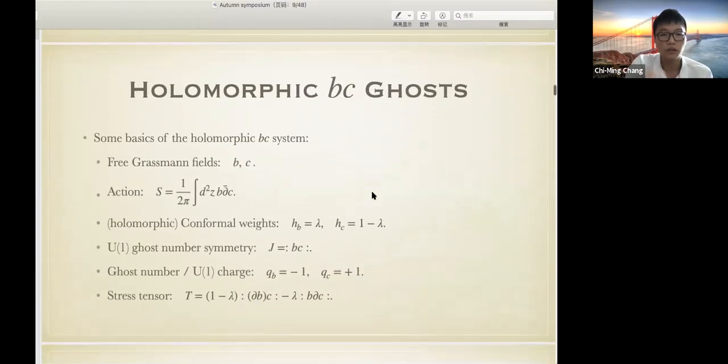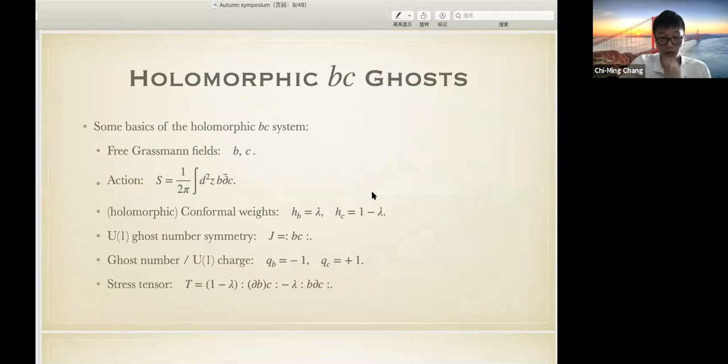But this quantization condition from the inflow paradigm is violated by a very simple CFT, the bc ghost system. So here I first summarize some facts on the holomorphic bc system. This is the free theory of Grassmann fields b and c, and with this chiral action, we have b ∂̄c as a Lagrangian. These b and c fields are holomorphic, and they have conformal weights lambda and 1 minus lambda. And lambda right now is a free parameter of this theory.